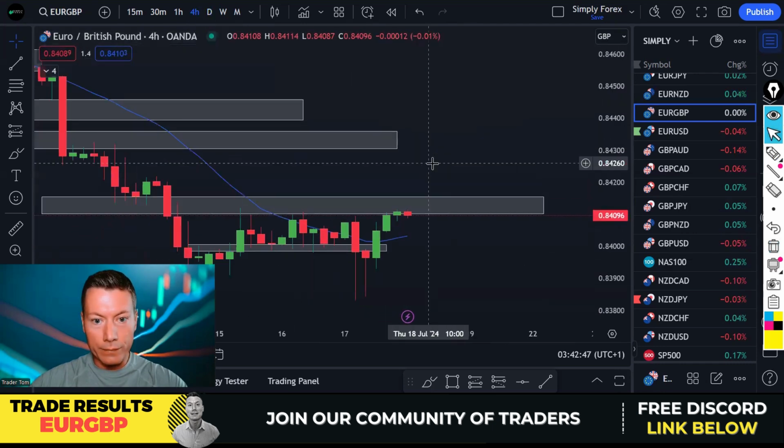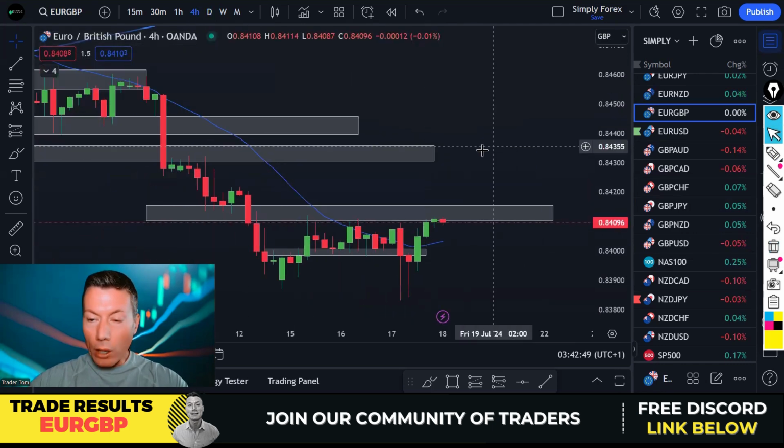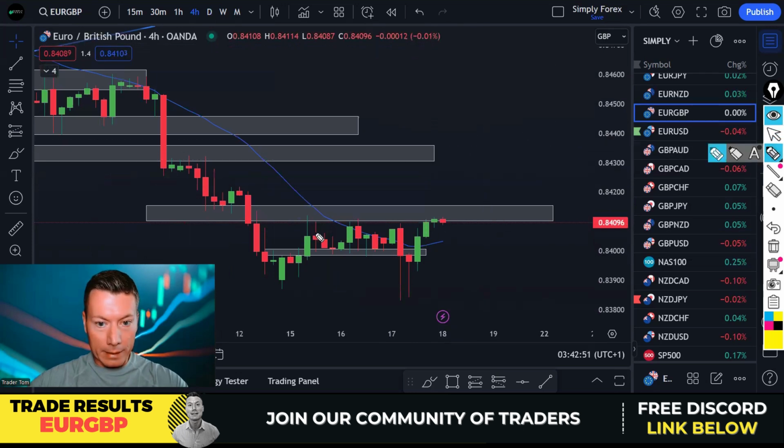If we look at the H4, again I was in this trade from a couple of days ago. I was in this trade from here, and I just wanted to take profit back down to here. That's exactly what happened. I took some profit at this level, and I took 80%.